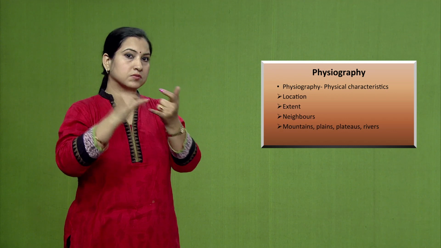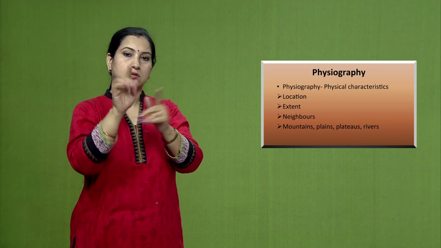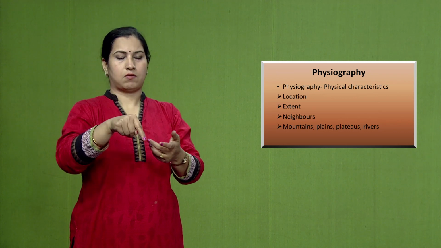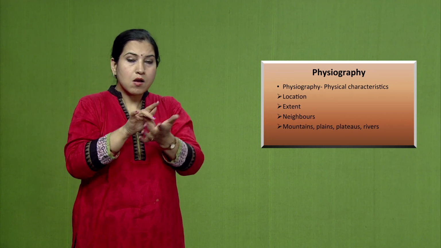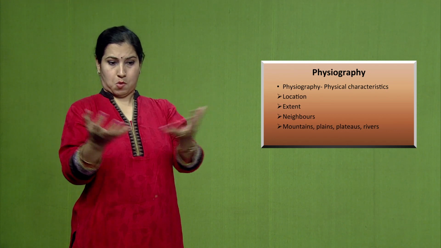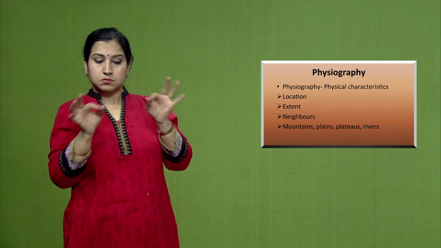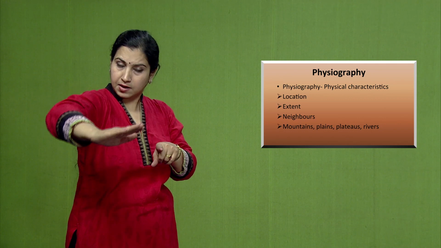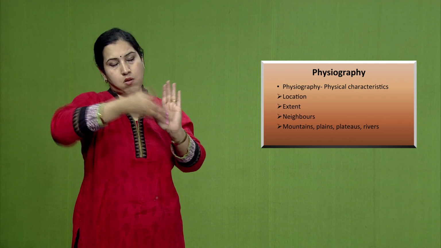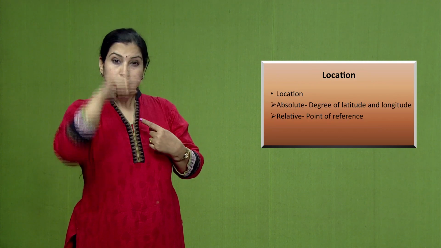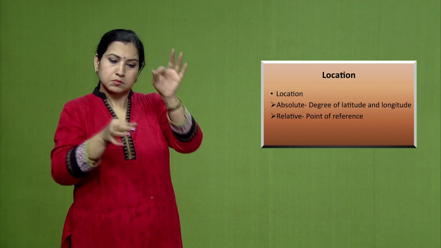Let us first understand physiography. It means the study of physical characteristics. So here, the physical characteristics of India will be studied. This means the location of India, its extent, its neighbors, and the mountains, plains, plateaus, and rivers present in it. In this discussion, the location and extent of India has been explained.